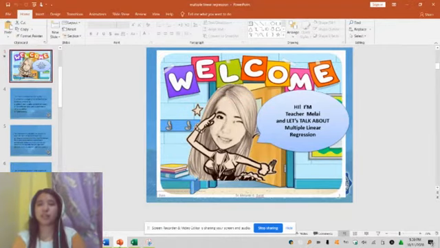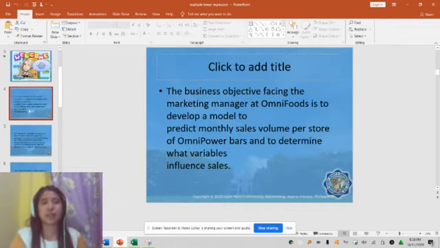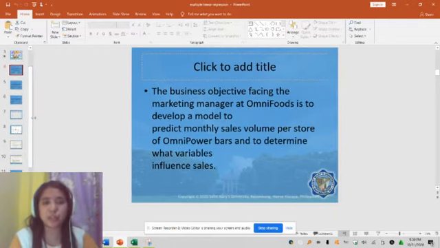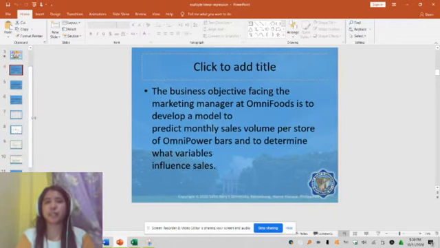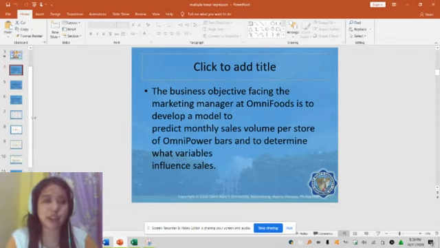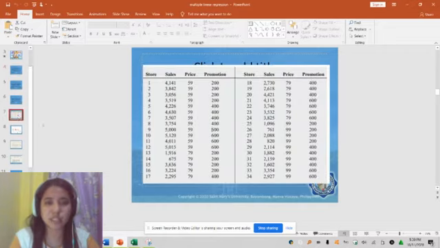So this is a continuation of the multiple linear regression. As mentioned in our previous video, we are going to answer this problem. It is about the objective of the business to determine what variables influence their sales. So it is about the Omni Foods. Given the data set, this is the data set.